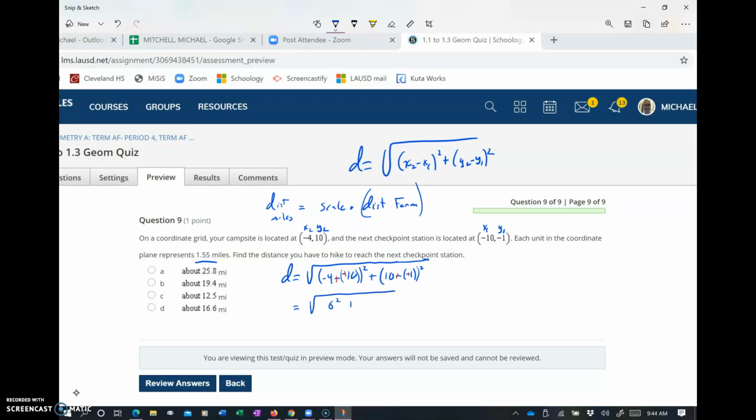So that's going to be 6 squared plus 11 squared. You can put those in parentheses. You don't have to have the parentheses because there's no negatives, nothing else in the parentheses. So this is 36 plus 121, which is square root of 157. Then to get my distance in miles, I'm going to do 1.55 times the square root of 157. Don't round this number. It'll cause you to make a mistake. You'll get away with it on this problem. You might not get away with it on others. But you just go into your calculator, multiply this out.